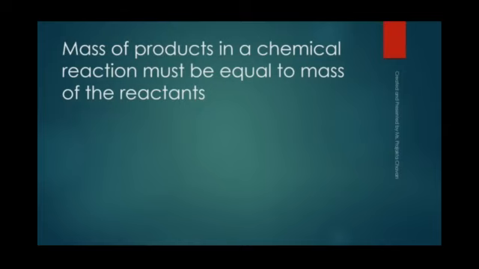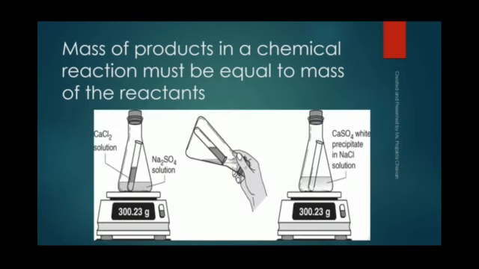So let us understand this with the help of an experiment. Here we have an image of calcium chloride reacting with sodium sulfate. These are the reactants, calcium chloride solution and sodium sulfate solution. Initially, the mass of the reactants was 300.23 grams. Once they were reacted, the products were calcium sulfate, which is a white precipitate, and sodium chloride.